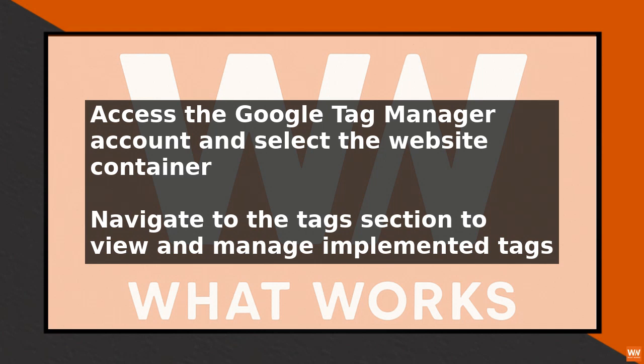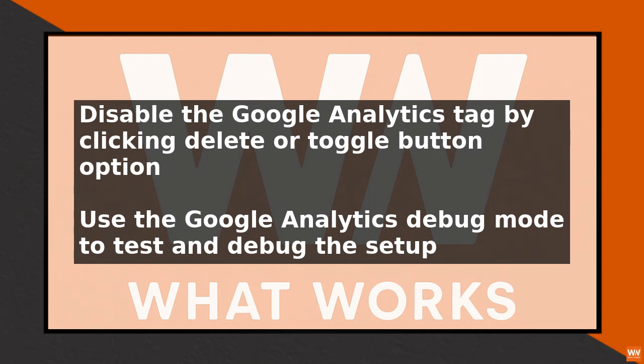Another way to disable Google Analytics tag implementation is to use the Google Analytics debug mode. This mode allows users to test and debug their Google Analytics setup without affecting the live data. To access the debug mode, users need to add a parameter to the Google Analytics tracking code. This parameter will enable the debug mode, and users can then view the debug information in the browser console.